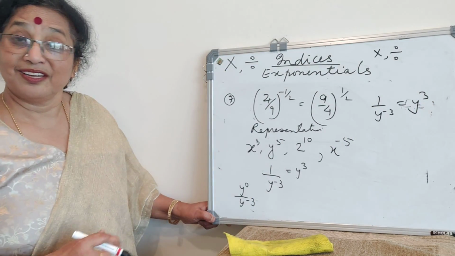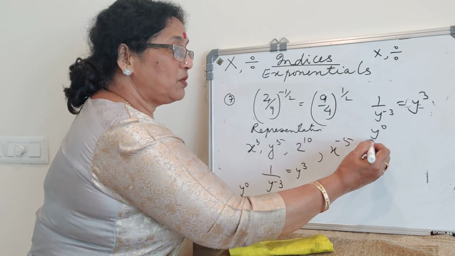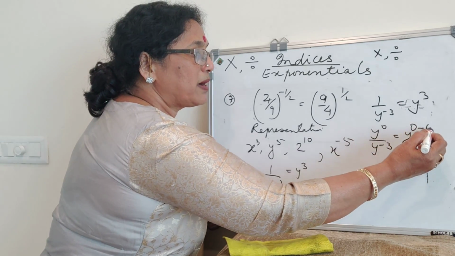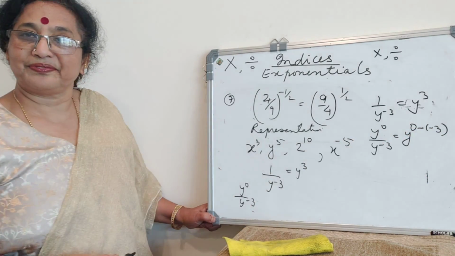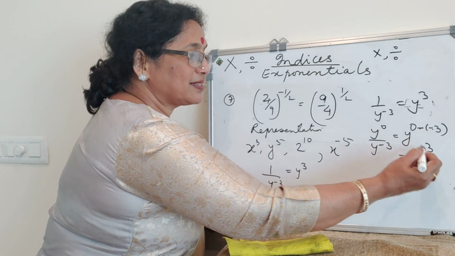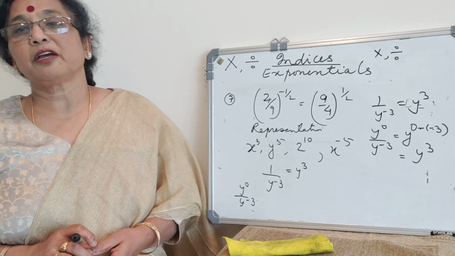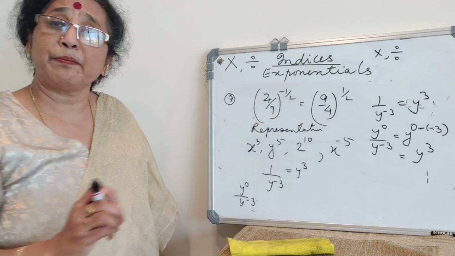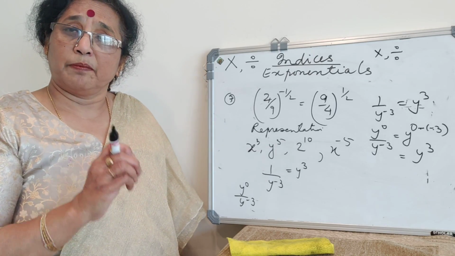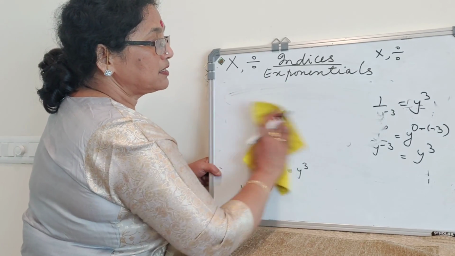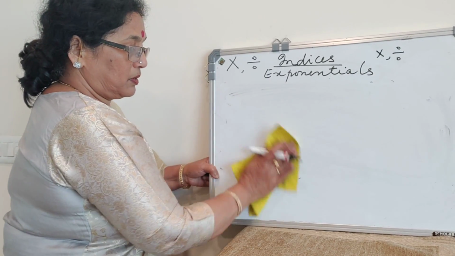I'll tell you why also. Because it is y to the power of 0 by y to the power of minus 3, and in division we subtract the powers, 0 minus of minus 3. That is why it becomes, what is minus into minus? Plus. That is why it becomes positive. Okay, but what happens if the power is a fraction? Then there are two ways of writing the exponential form.